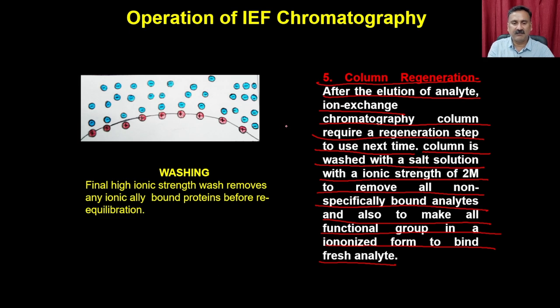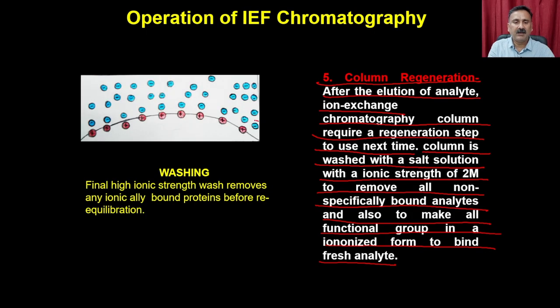You wash it with the very high ionic salt. It is actually going to remove all the proteins, and it's also going to bring the counter ion back, because this counter ion is actually going to replace when you are going to load the protein with the negatively charged. So this is all about the ion exchange chromatography.